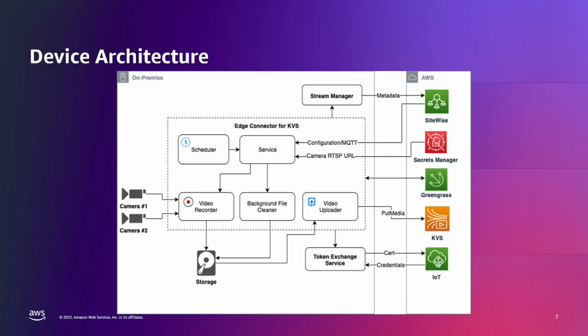These are stored within Secrets Manager so that the edge connector is not storing any of this secret information locally on the device for security reasons. The edge connector will then connect to the cameras and record or stream those video clips to Kinesis video streams, depending on the scheduler, which is set by AWS IoT SiteWise.